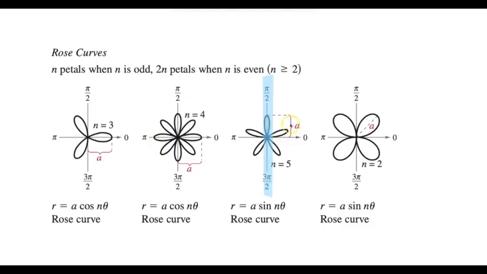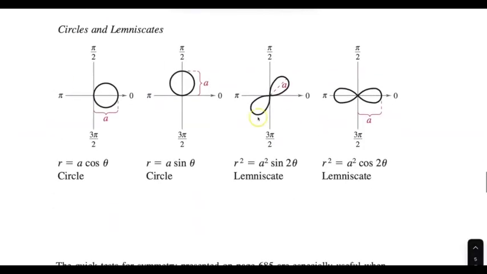When it's sine, it's symmetrical across pi over 2. When it's cosine, it's symmetrical across the pole here. That stuff's much easier to graph in polar than it is in rectangular. And we also have circles. We talked about circles being much easier to graph in polar. Same concept. If you have cosine, it's symmetric about this pole here. If you have sine, it's going to be symmetric about pi over 2. And lemniscates are right here, as this is the formula for them. And then likewise, that's how it works.